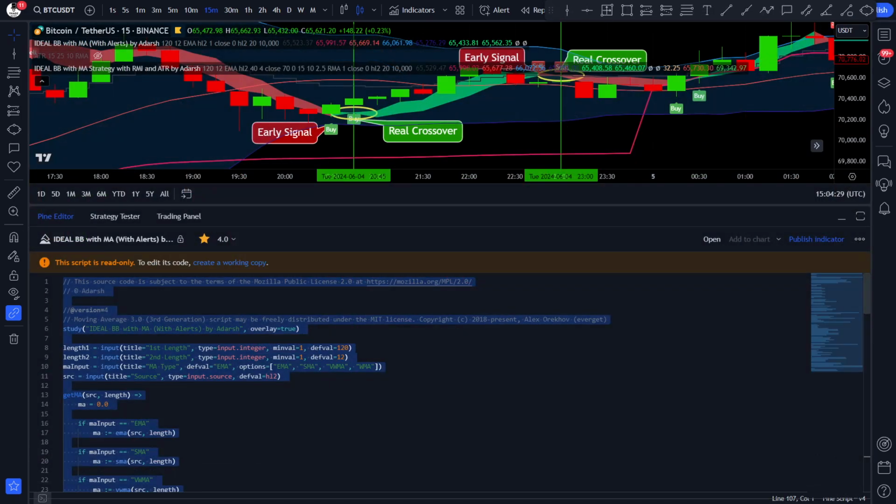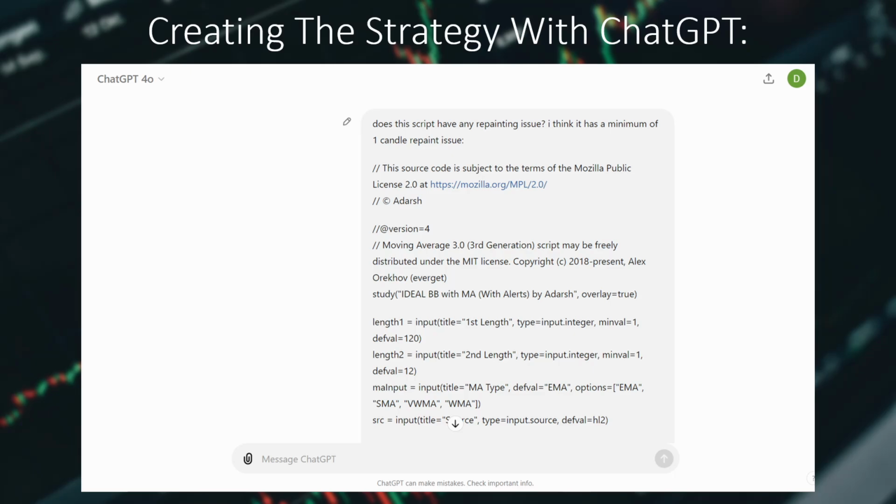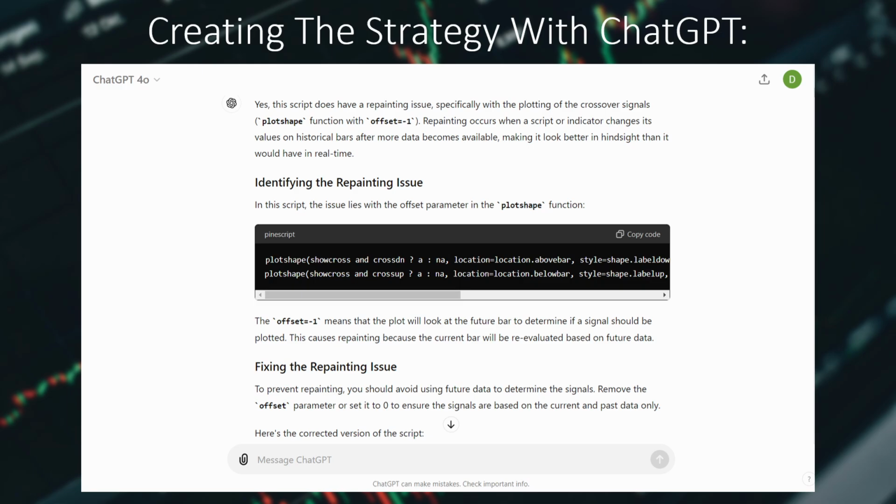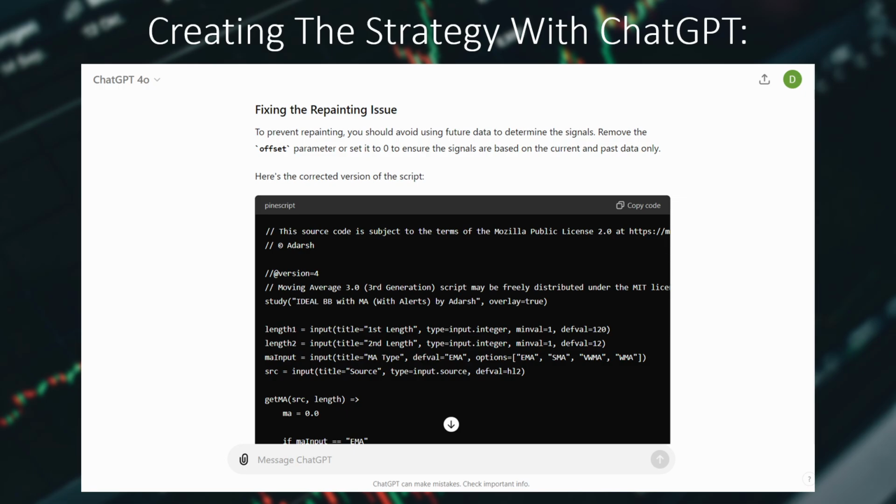To solve this issue, I copied the Pinescript code of the idealBB indicator and pasted it to ChatGPT, asking if this indicator has a repainting issue or not. ChatGPT confirmed my suspicion, so I asked it to correct the script, making it a non-repainting script. And it did exactly that. So now I could start coding the strategy.